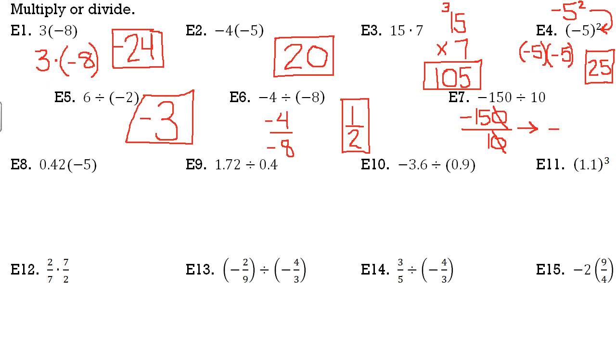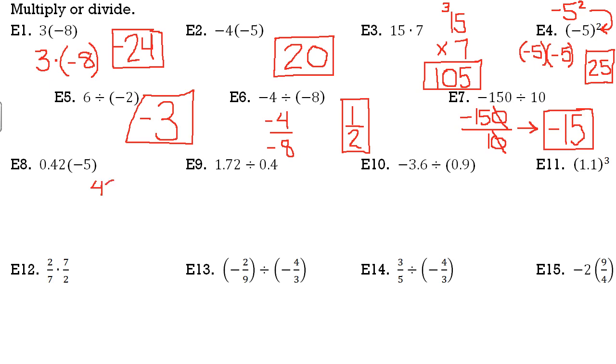The reason that trick worked, the reason the answer to this problem is negative 15, is because what we've done here, we just divided the top by 10 and the bottom by 10. So we reduced the fraction by 10. Anytime we knock off a 0 like that, that's basically what just happened.